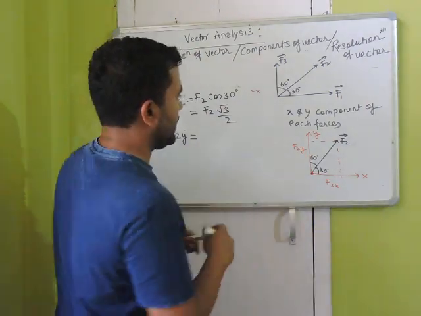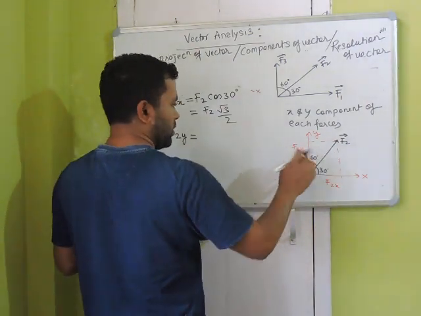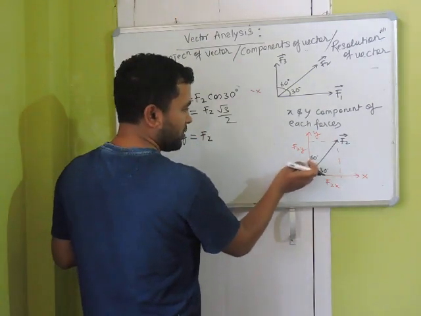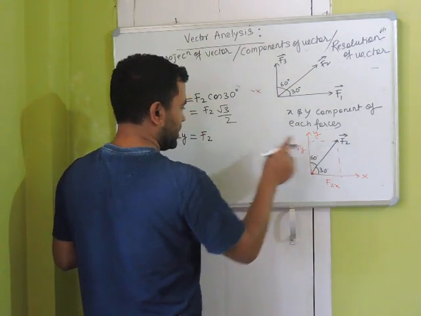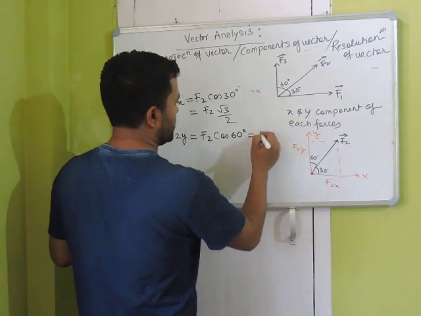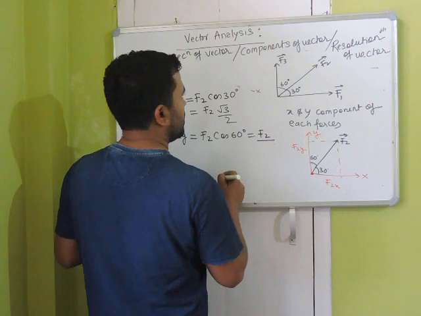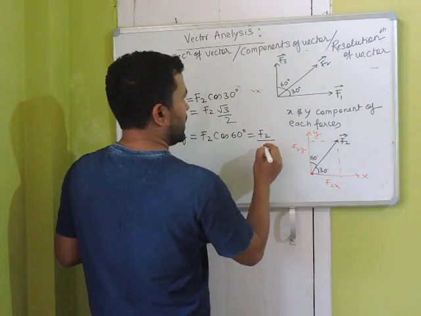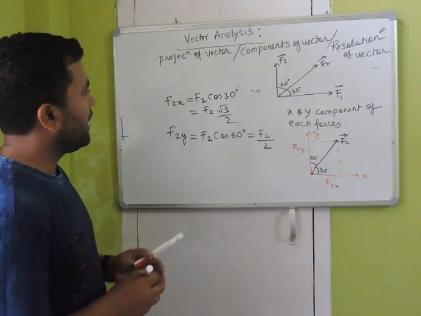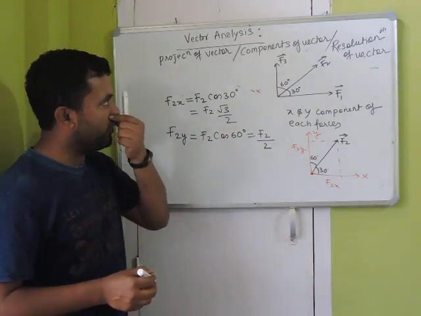If you see this, then its y component will be the length of the vector, which is f2, times cos of the angle between the vector and the y-axis. So cos 60 degree is half, so this is f2 by 2, since cos 60 is half. So this is the x component and y component of f2.